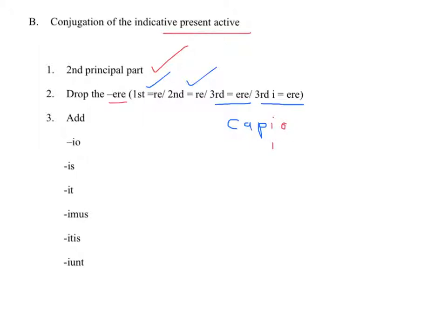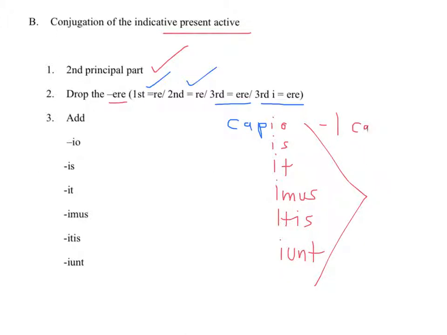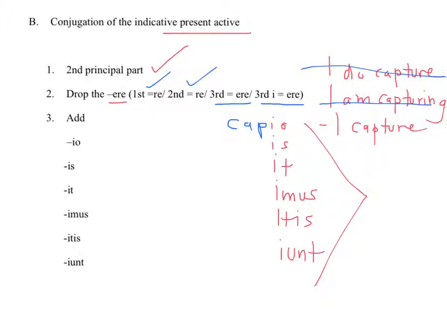Capio, capis, capit, capimus, capitis, capiunt. That's the indicative present active for the third I. This translates as I capture or I seize. Or you can say I am capturing, or perhaps I do capture. But if you want to keep it simple, and I recommend you do, I would just translate it as I capture.